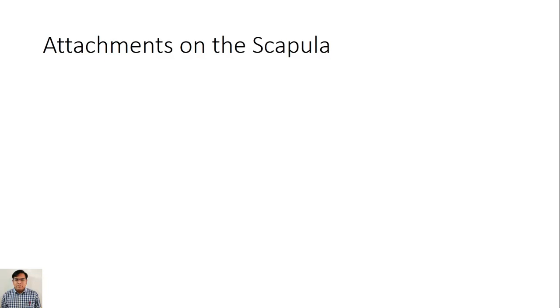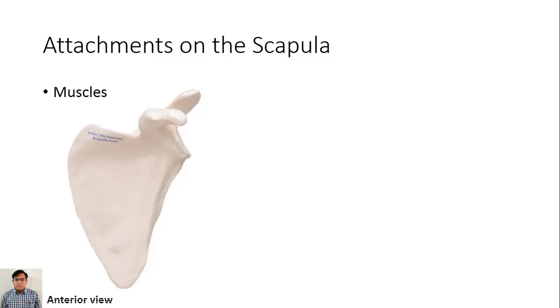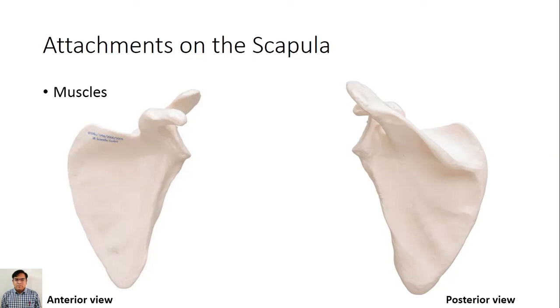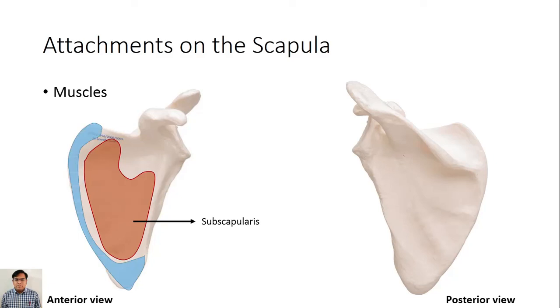Now the attachments on scapula. Firstly, the muscular attachments. This is the anterior view, and this is the posterior view. In the subscapular fossa there is the origin of subscapularis muscle. The medial two-thirds of the subscapular fossa gives origin to subscapularis. And the medial border from superior angle to inferior angle, on the anterior side, gives insertion to serratus anterior. So this is the attachment of serratus anterior.